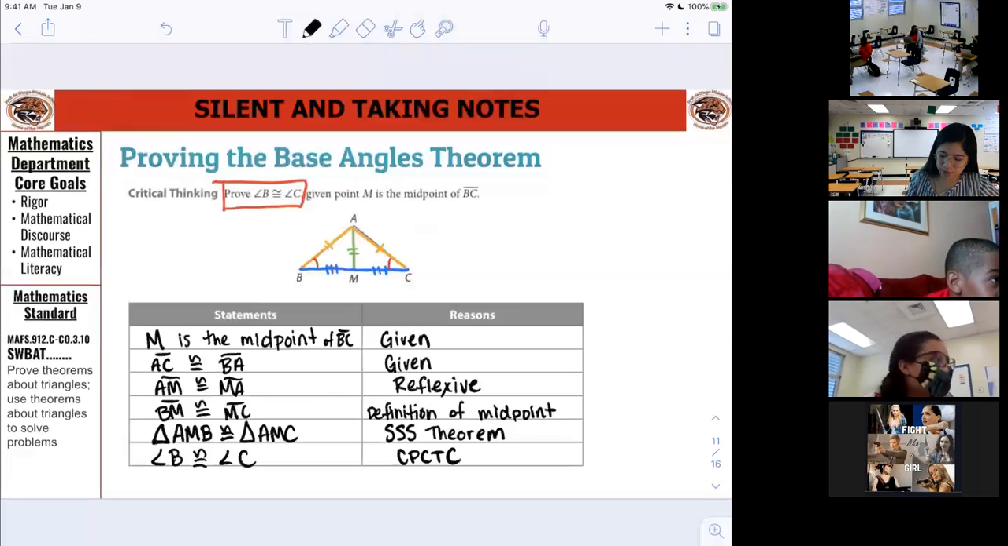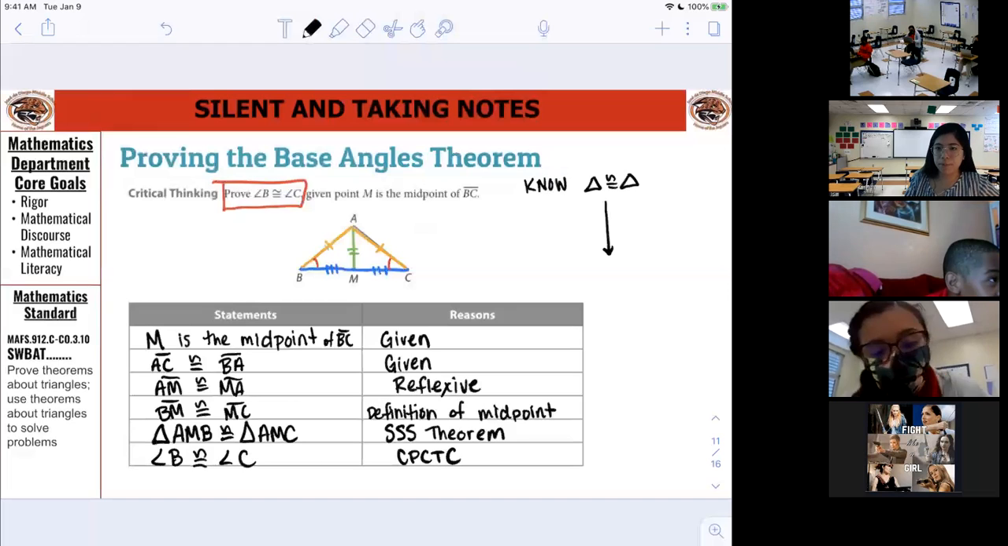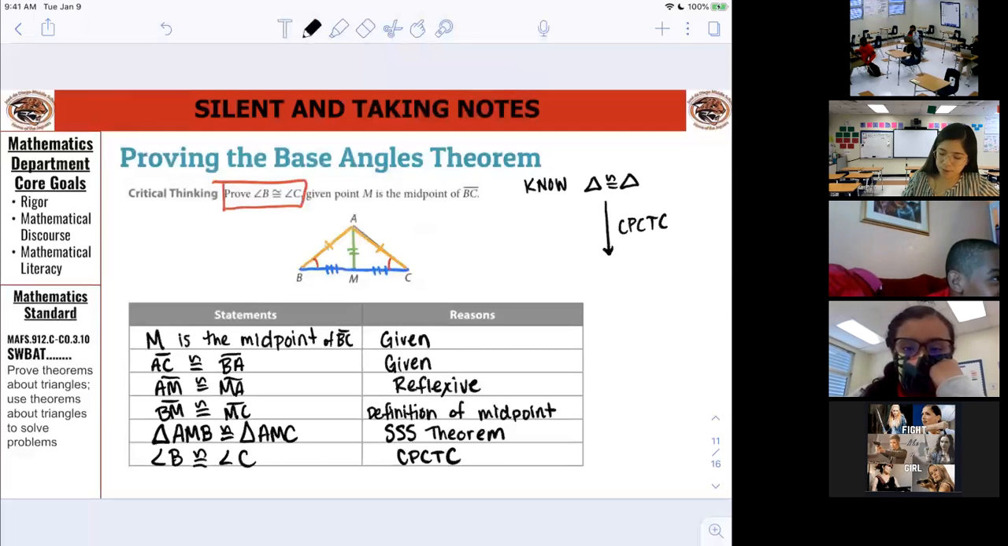Corresponding parts of congruent triangles are congruent. Look carefully. If you know that the triangles are congruent to each other, that means the whole thing is congruent, that means every little bit is congruent. So now let's say, like here, we were trying to prove that angle B is congruent to angle C, right? So if you know that the whole triangle is congruent, you use CPCTC to prove that one part of it is congruent to another part of it.